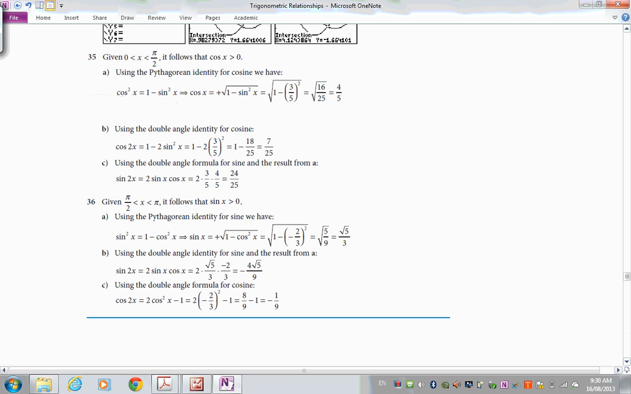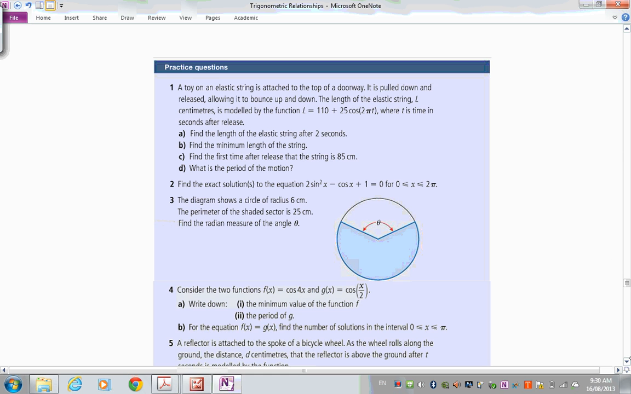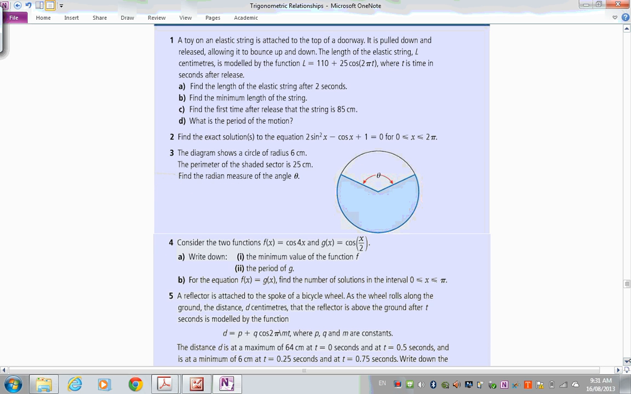35 and 36. Now, what we've got coming up now is Pearson's set of practice questions on the whole topic 3. So come on down and have a look at those. I'll just come up to there. There's the first 4. Now pause the presentation. The solution is going to come up down below. Let's have a look at the next few.